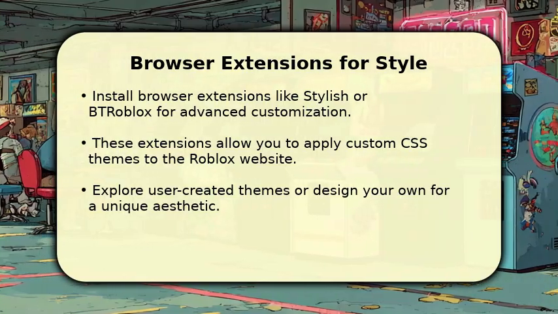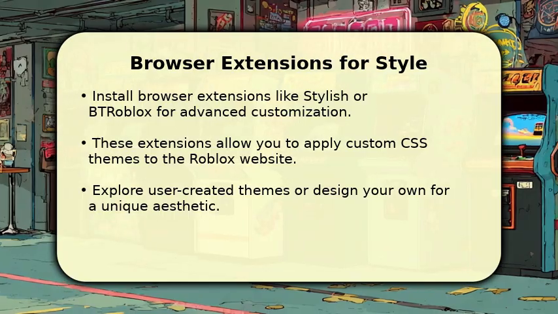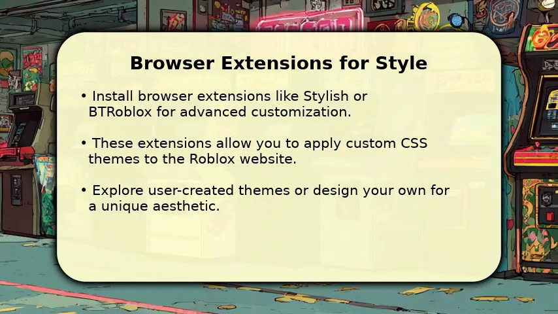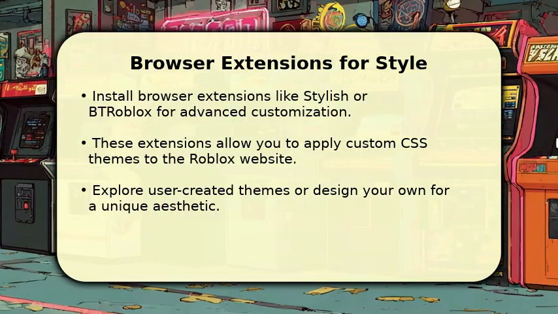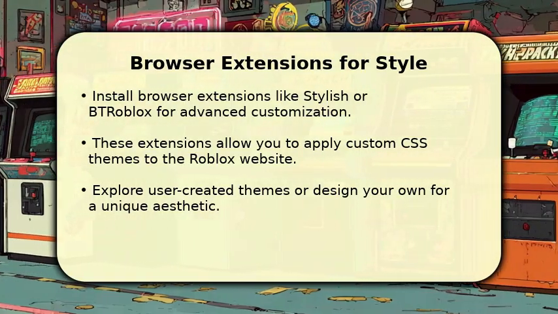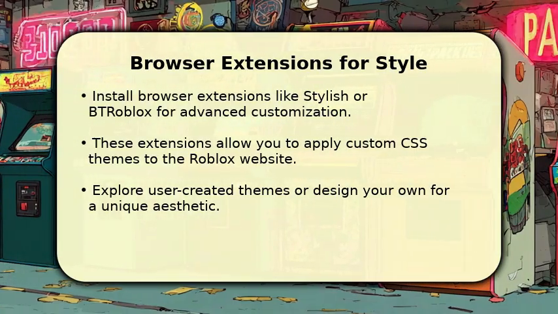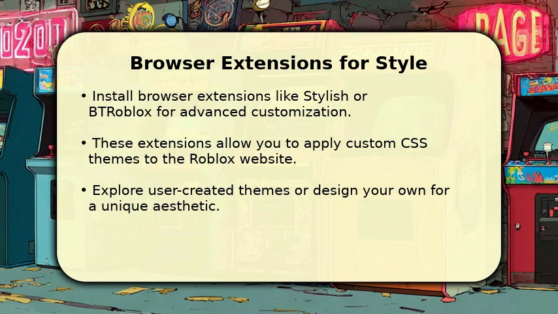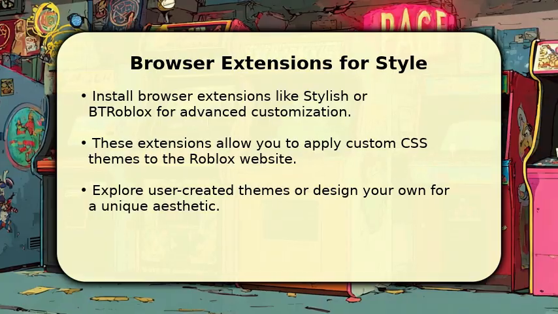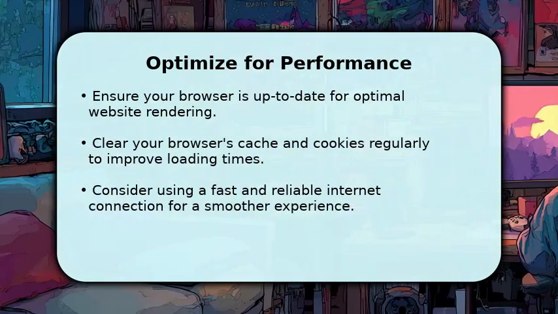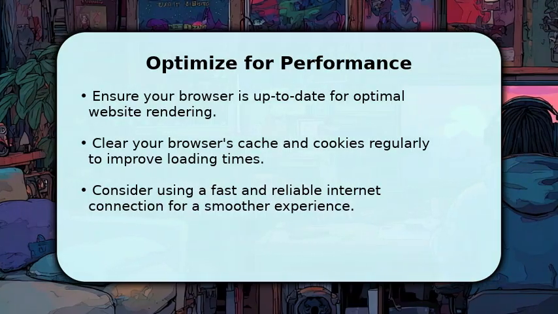For even more advanced customization, consider using browser extensions. Tools like Stylish or BT Roblox offer incredible flexibility. These extensions allow you to apply custom CSS themes, completely transforming the look and feel of the Roblox website. You can browse through thousands of user-created themes, or if you're feeling creative, even design your own. It's a powerful way to achieve a truly unique and personalized browsing experience, giving you control over almost every visual element.